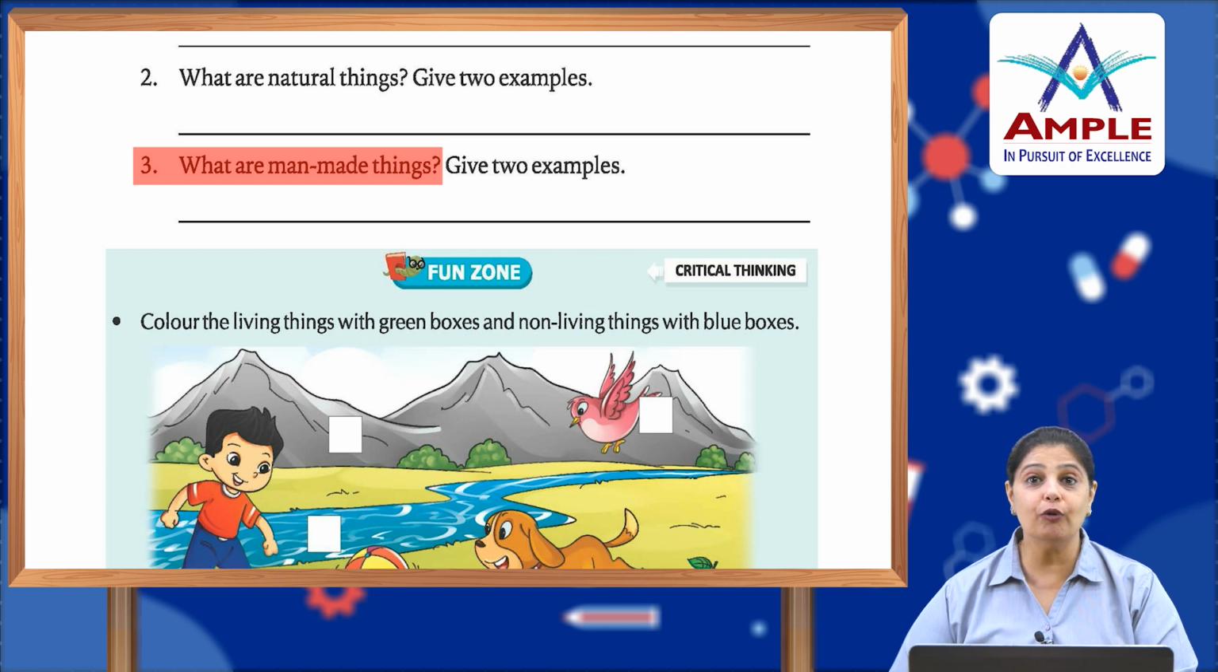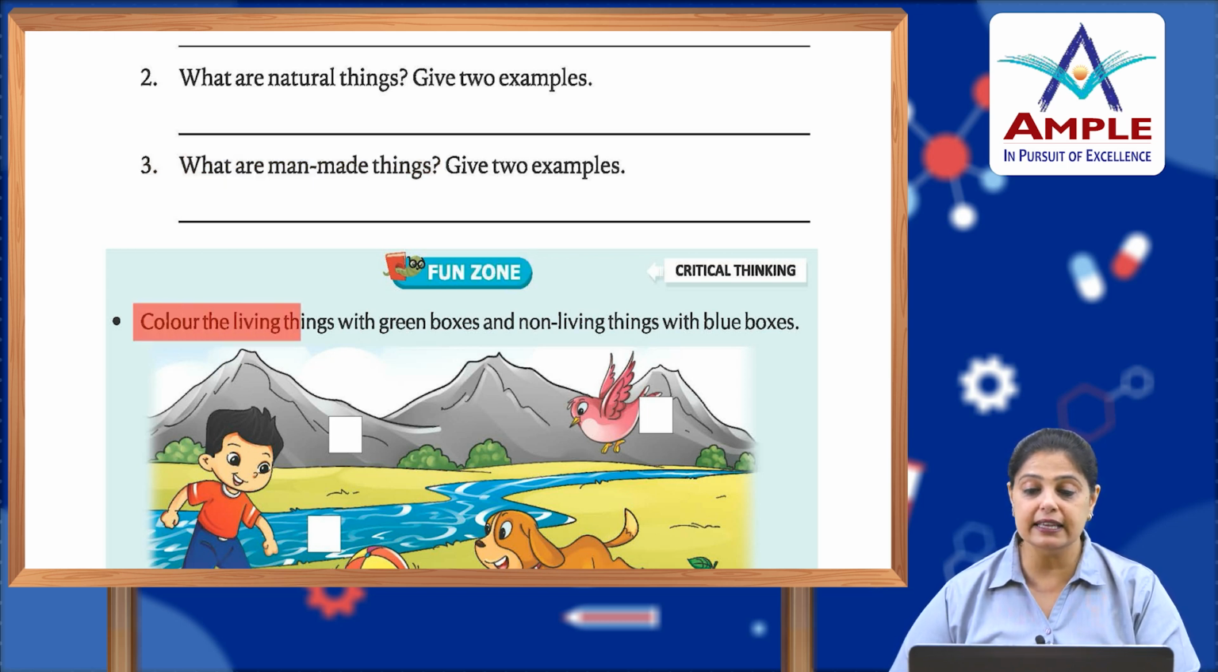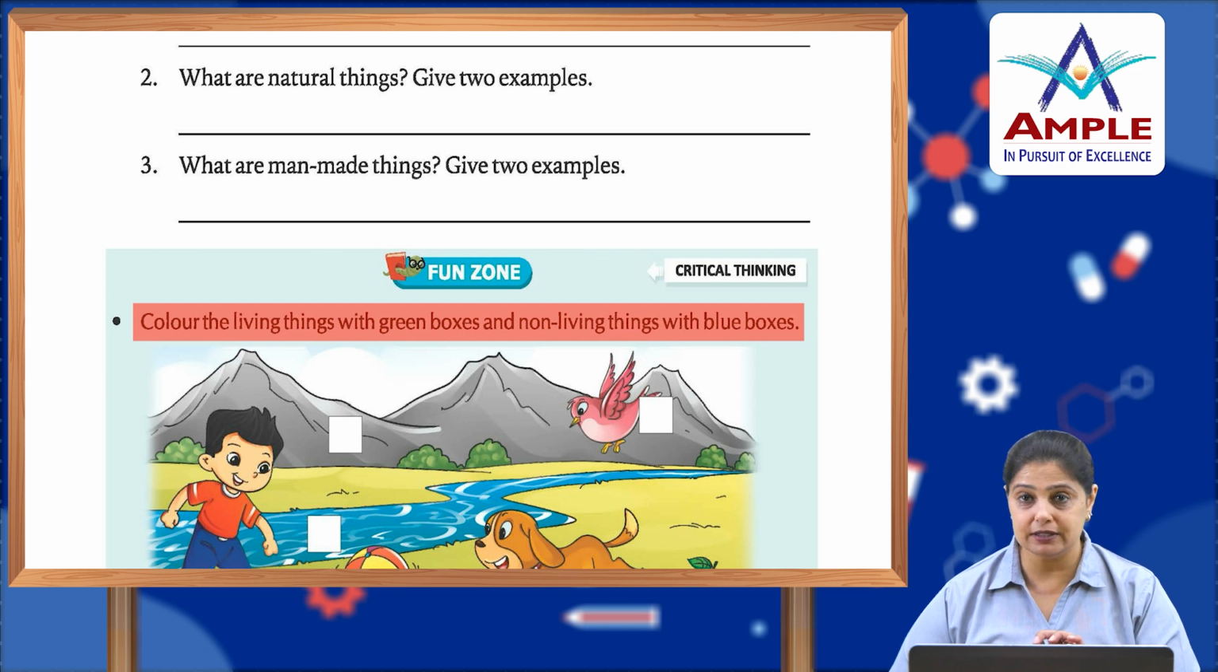Okay. Now, let's move on to some fun zone. You have to color the living things with green boxes and non-living things with blue boxes. So, observe this drawing, and whichever is living, you will color it with green color, and the one which is non-living will be blue. All right. So, now you have to quickly complete this.